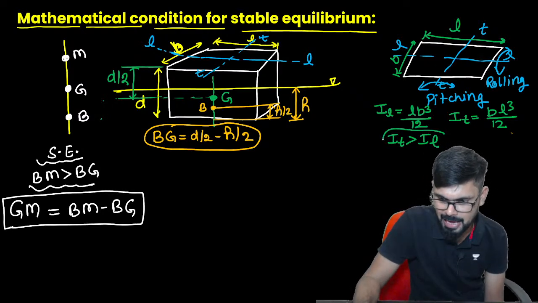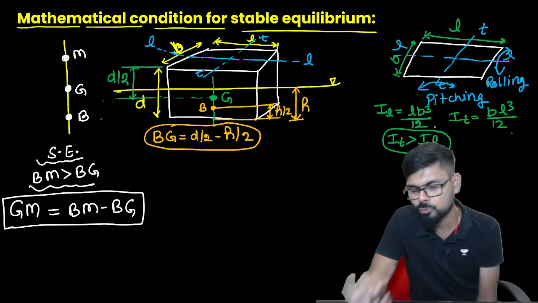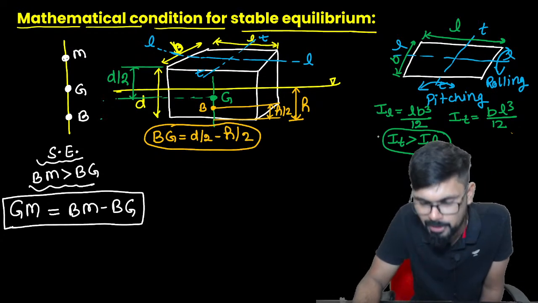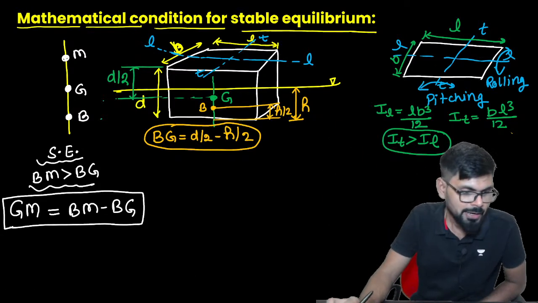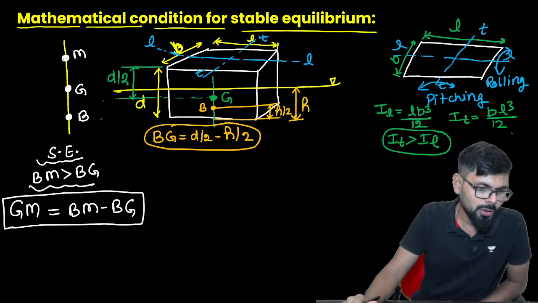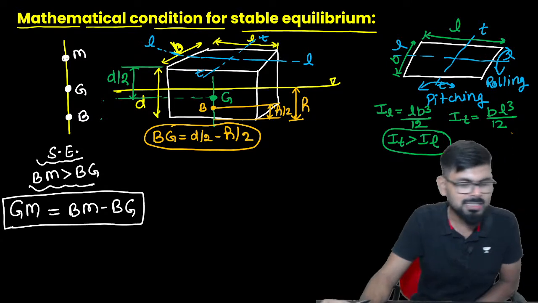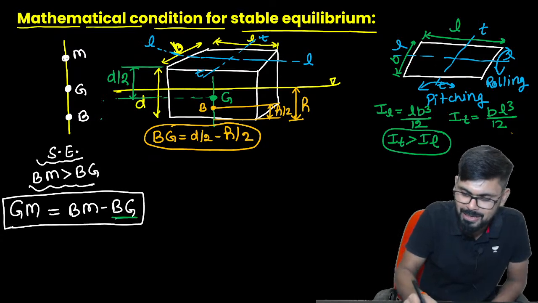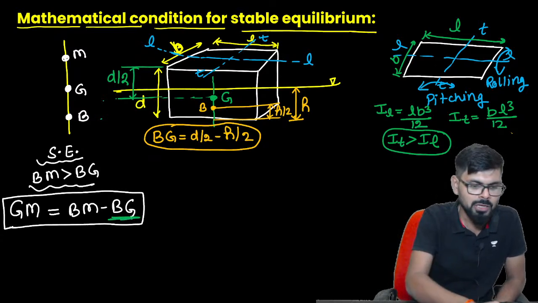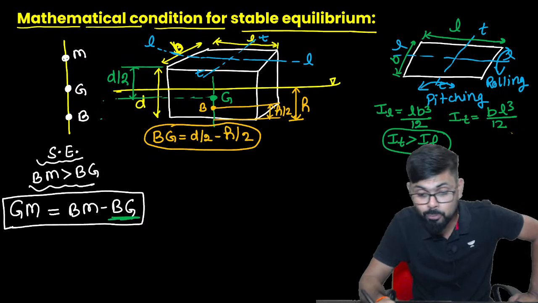This condition is actually required. Just wait for some time, it will be required. Now forget about all this. Now I am going to tell you how to calculate the value of BM, because BG is already calculated. BG is very simple to calculate. So BG is already calculated. Now I am going to calculate BM.